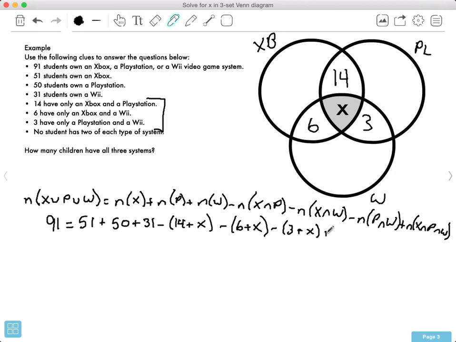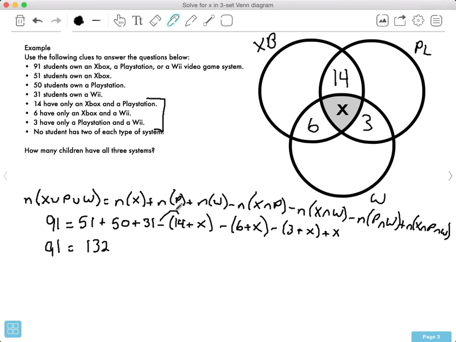And then at the very end, I'm going to add on the number of students that own all 3 systems. All I know is I'm representing that with the letter X. Now I can begin to simplify this equation a little bit. I still have 91 over here. These first 3 numbers I can feel free to add together. I get 132.